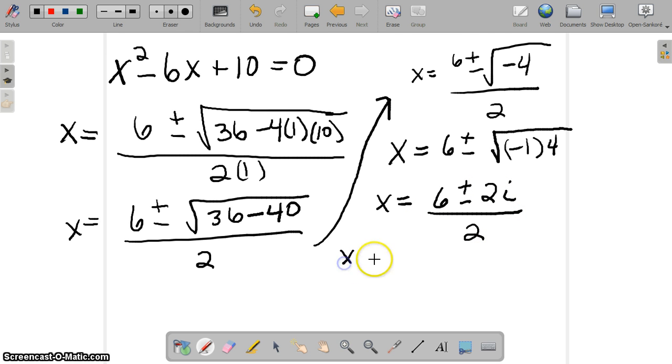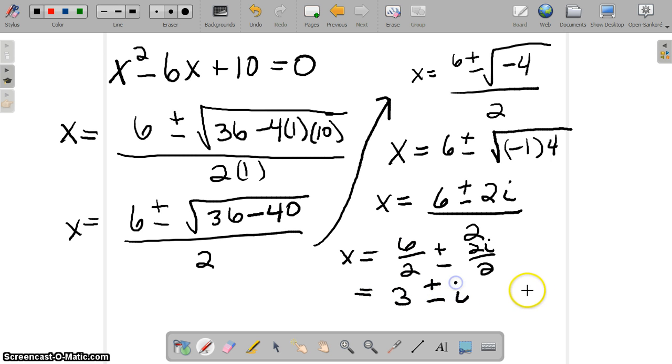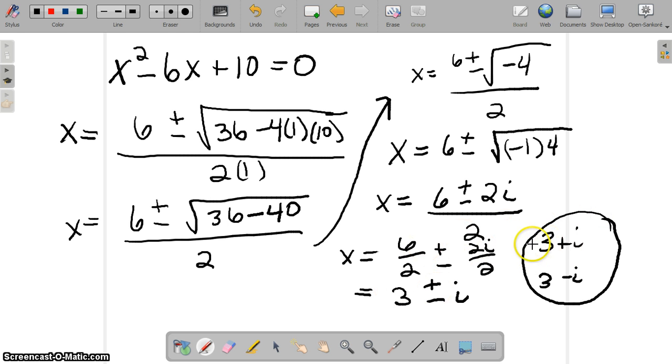So when we simplify that, we get 6 over 2 plus or minus 2 over 2, put the i right there, and we can cancel. 3 plus or minus i. So our two answers are 3 plus i and 3 minus i. Those are our two answers, and they are complex numbers. We'll talk a little bit more about what this means in the next video.